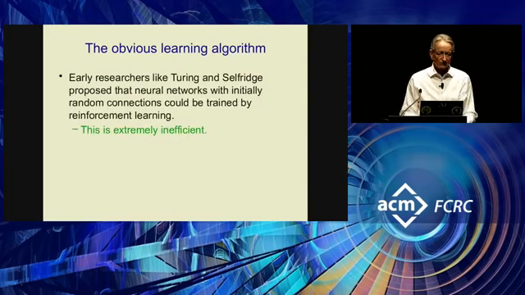There's an obvious learning algorithm for such systems, which was proposed by Turing and by Selfridge and by many other people, variations of it. And the idea is you start with random weights. So this is how Turing believed human intelligence works. You start with random weights, and rewards and punishments cause you to change the connection strengths, so you eventually learn stuff. This is extremely inefficient. It will work, but it's extremely inefficient.